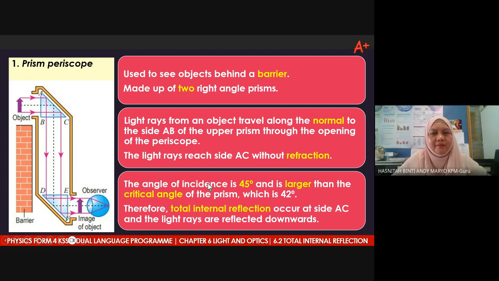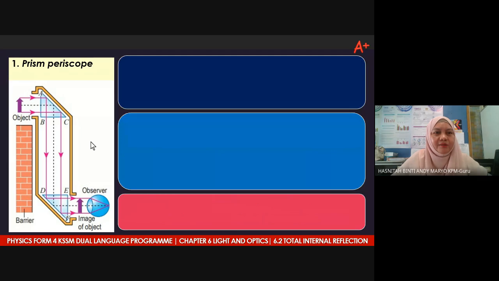Okay, angle of incidence is 45, which is greater than the critical angle of the prism, 42. So at this side, total internal reflection occurs. So the light will travel downward here, okay, along this path, right? Okay, then what happened next? From here, now it reached the second prism below here.